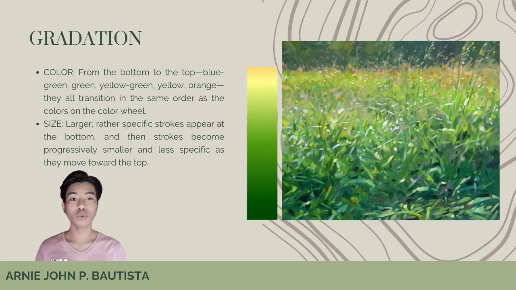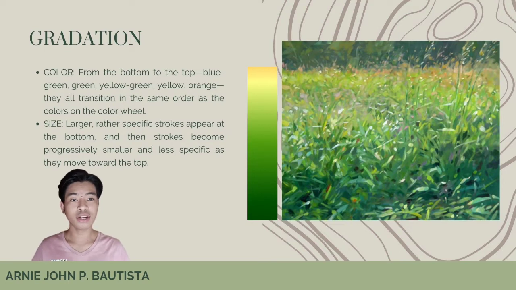Now, as you squint your eyes, try to look at the bottom part. Let's begin with the bottom part first. Now, you will see that there's a blue-green kind of color, and then it transitions from a shade of green or darker green, and then becomes a lighter shade of green, and then into yellow-green, and then it transitions again into yellow, and then the last color you will see is an orange-like color. Now this is the gradation in this painting.